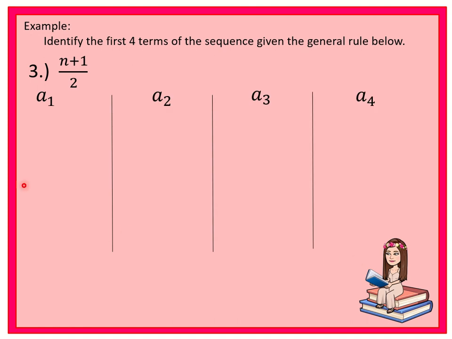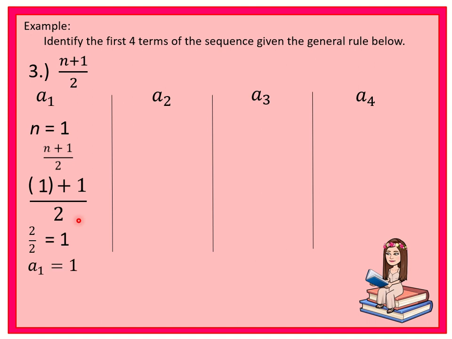So, para sa first term, ang n natin ay magiging 1. Copy ko yung general rule. Then, substitute. So, imbis na n, papalitan ko ng 1. Then, copy ko na yung plus 1 over 2. 1 plus 1, it's 2 over 2. Pero, may lowest term ba ang 2 over 2? Meron, and that is 1. Therefore, our first term is 1.